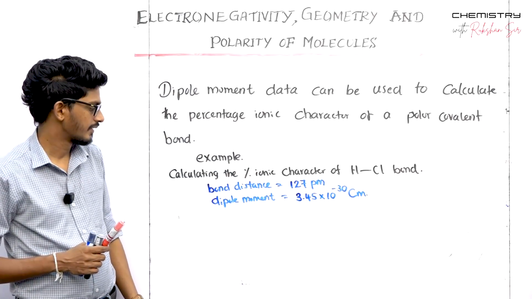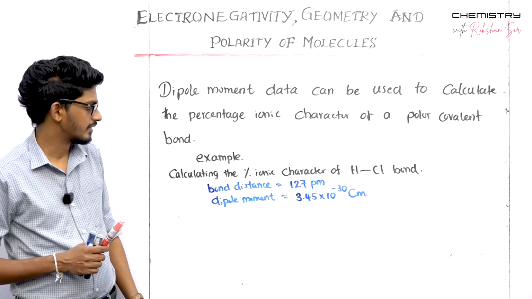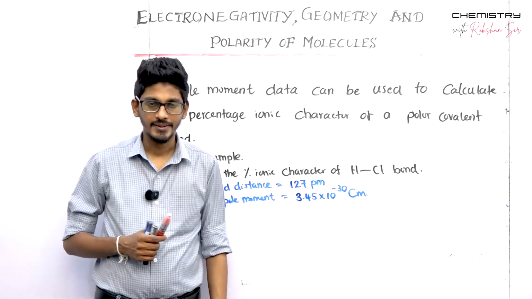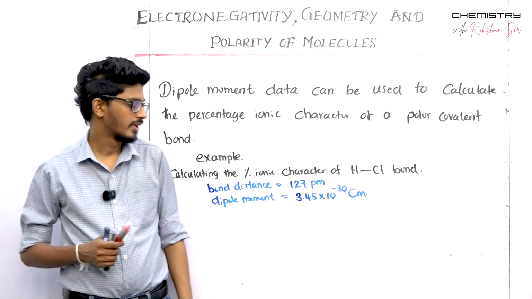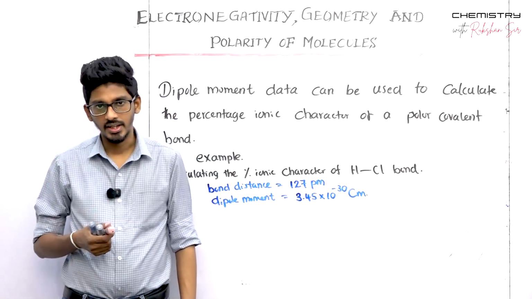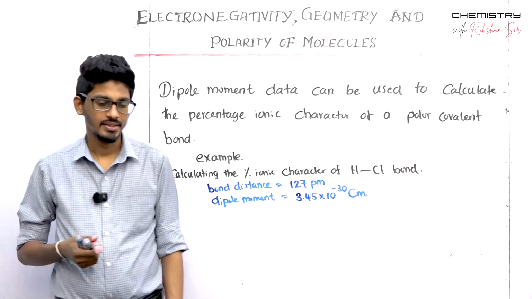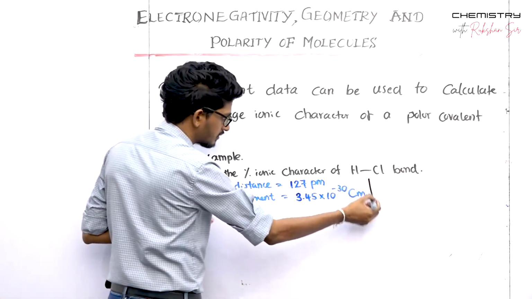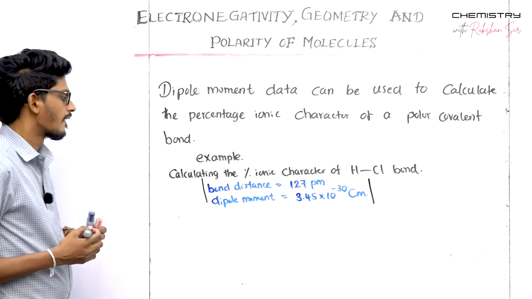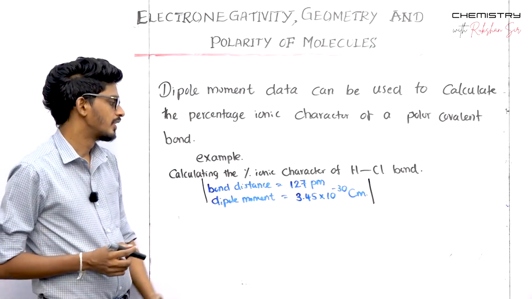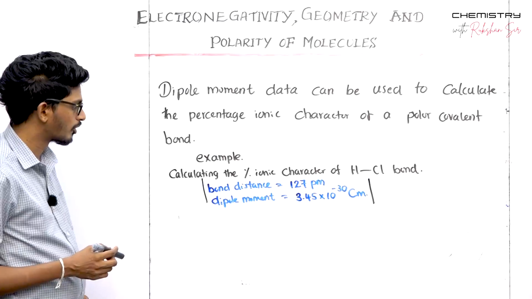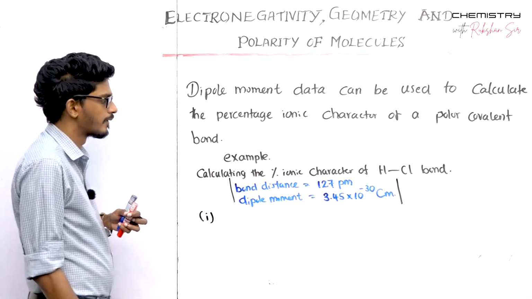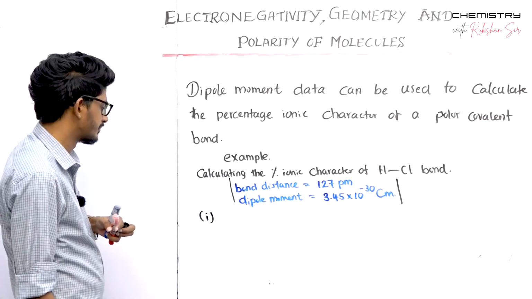That question is there. They are asking: if the bond distance and dipole moment are given for HCl, calculate the percentage ionic character. These values are given, no? With the use of the bond distance, first of all, we can calculate the charge on an atom.